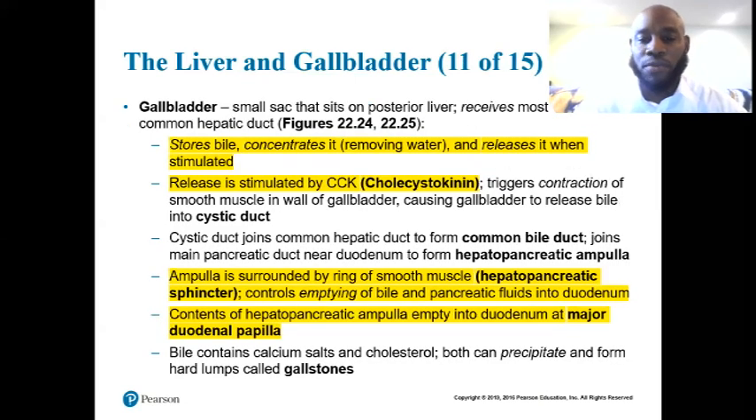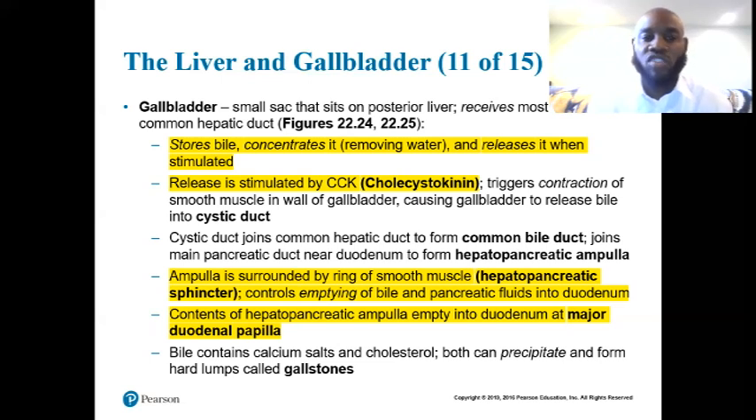The gallbladder. A small sac that sits on the posterior side of your liver. Just underneath your liver, you have your gallbladder. It receives most bile from the common hepatic duct, stores that bile, concentrates it by removing the water, and releases it when stimulated. Release again is stimulated by the CCK, all right, which also stimulates the pancreas.